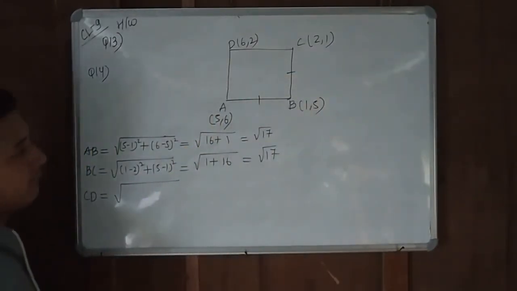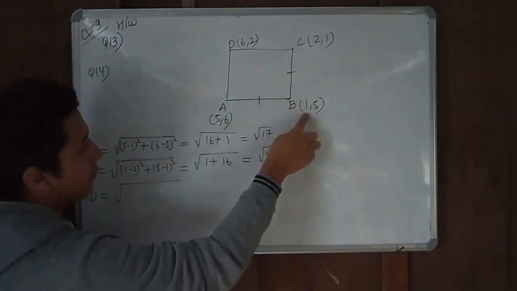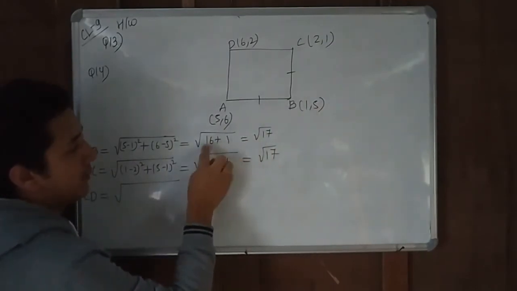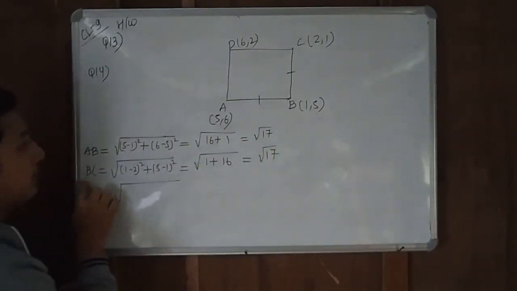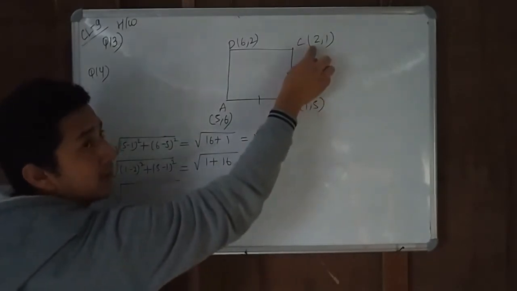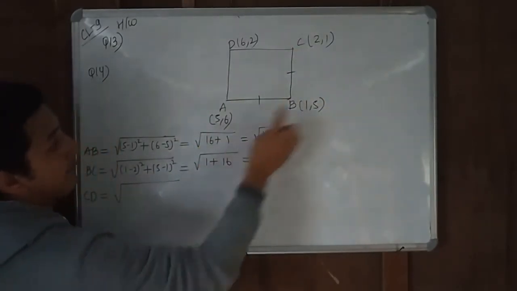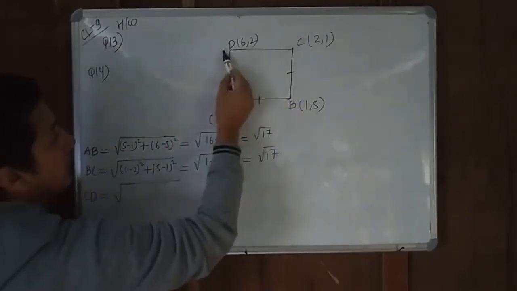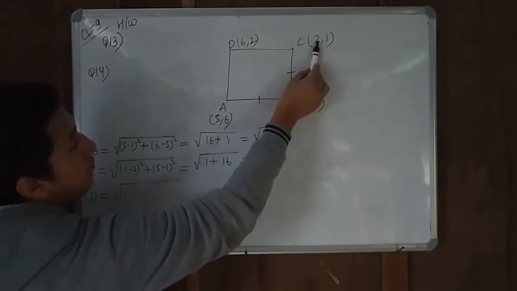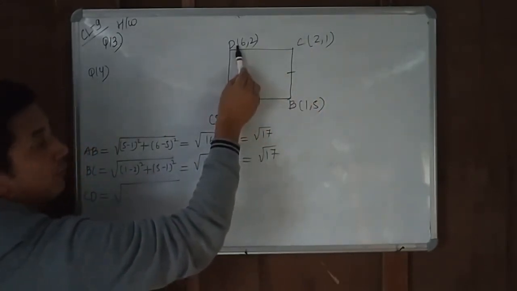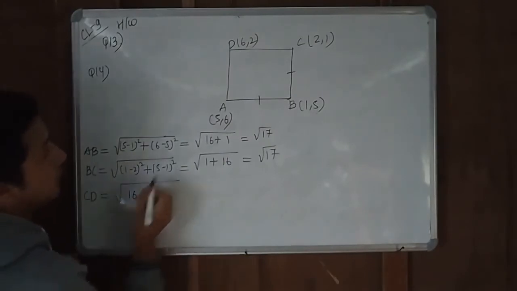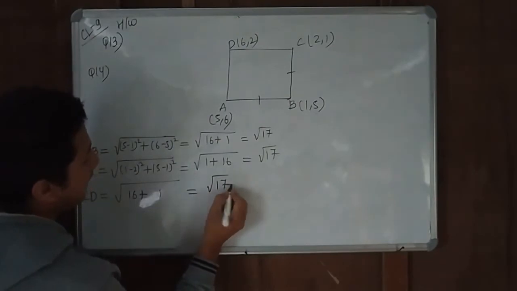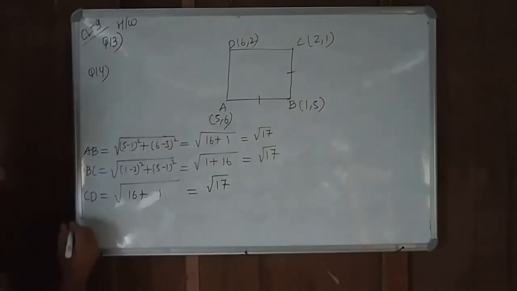See, whenever you need to find AB, use the distance formula. 5 minus 1, 4 squared is 16. 6 minus 5 is 1, squared is 1. 16 plus 1, root 17. In order to find BC, 1 minus 2 is minus 1, squared is 1. 5 minus 1, 4 squared is 16, so root 17. Similarly CD: 2 minus 6 is minus 4, squared is 16, plus 1 minus 3 is minus 1, squared is 1. So already it is root 17. If you know, you can do it directly also boys, no problem.